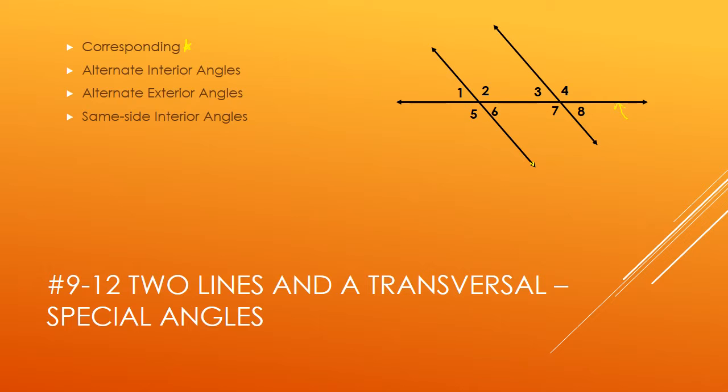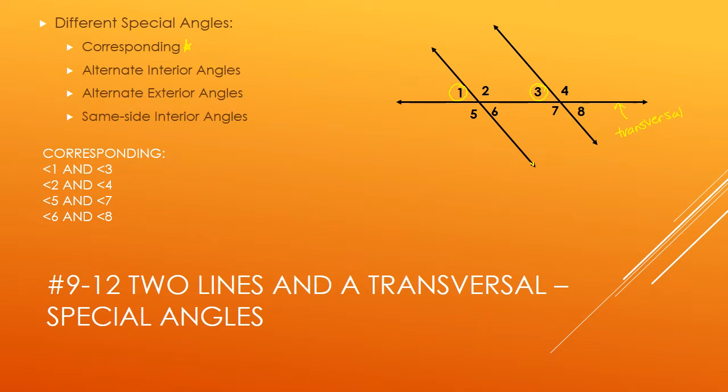So remember, this is the transversal. So we can see here that 1 is above the transversal and to the left of its line. So we then look for the same relationship. I want another one that's above the transversal and left of its respective line. So that would be 3. And there's more than one set of corresponding angles, and I'm going to list them here for you. So here they are: 1 and 3, 2 and 4, 5 and 7, 6 and 8.